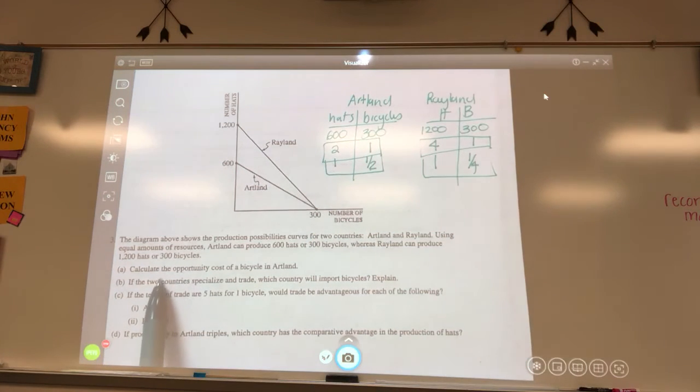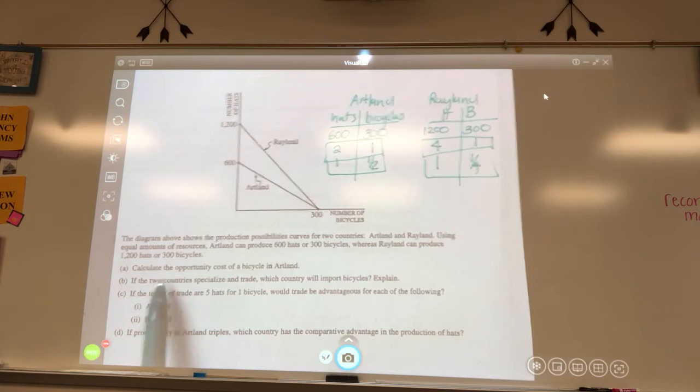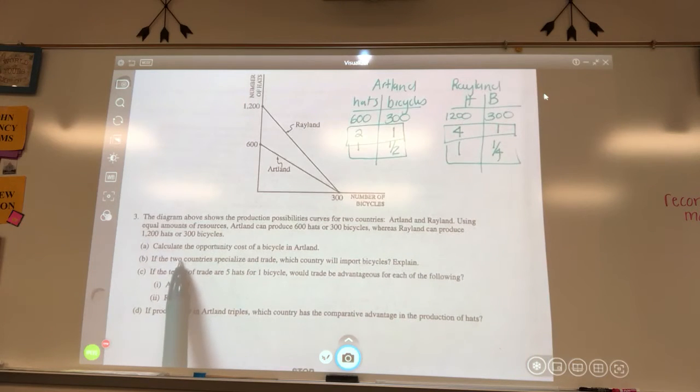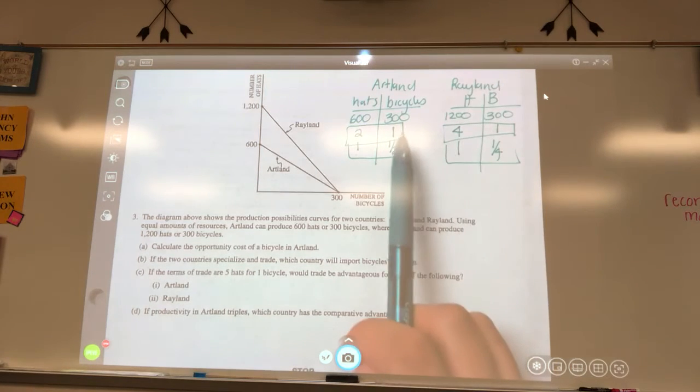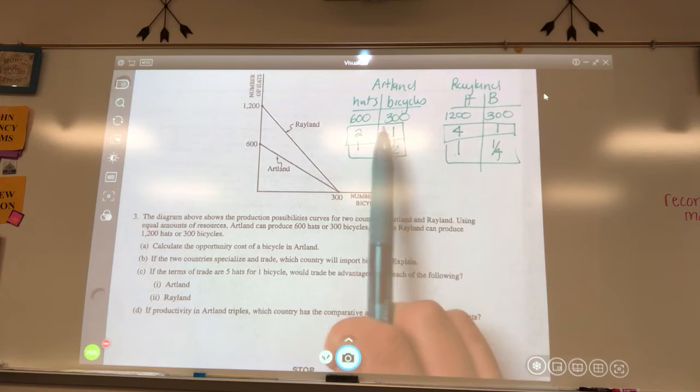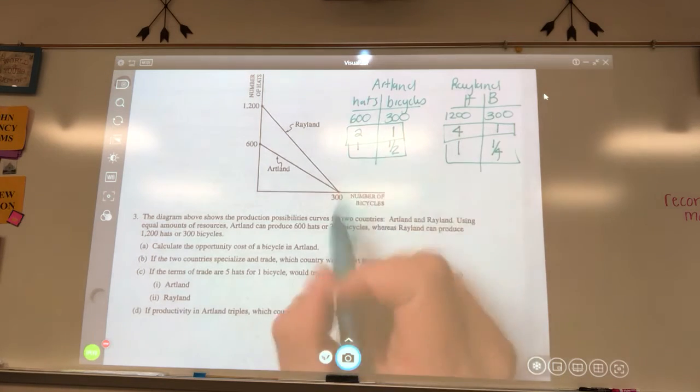So now let's look at what it's asking us to do. Now we have our chart so we can answer these questions. It says calculate the opportunity cost of a bicycle in Artland. So for 1 bicycle in Artland, the opportunity cost is what? 2 hats.